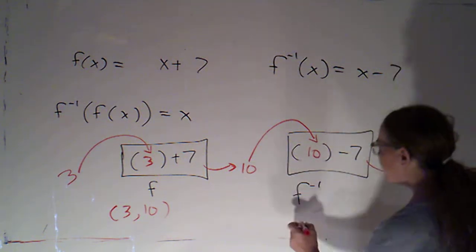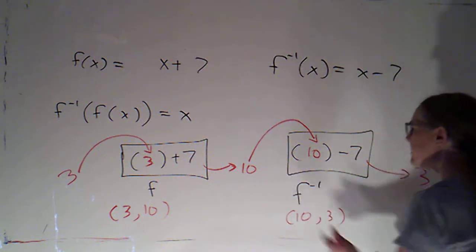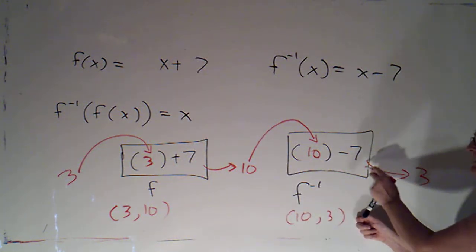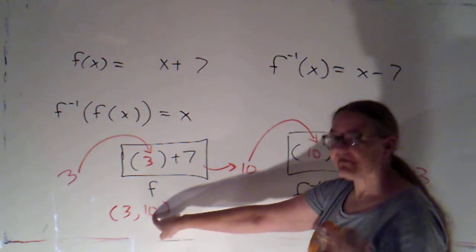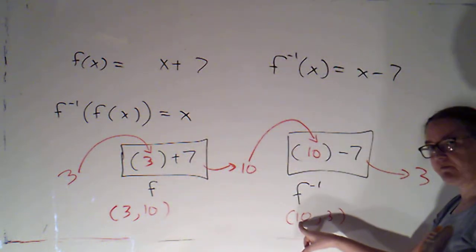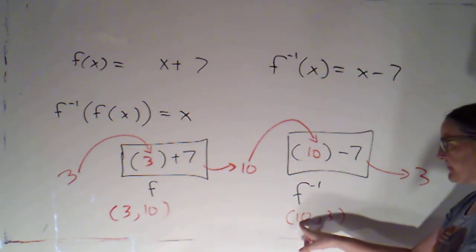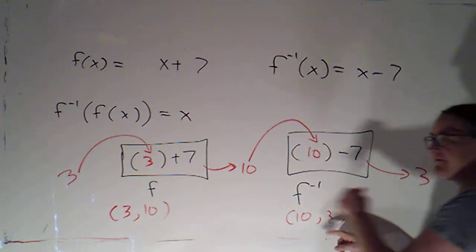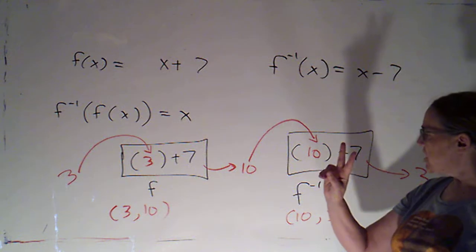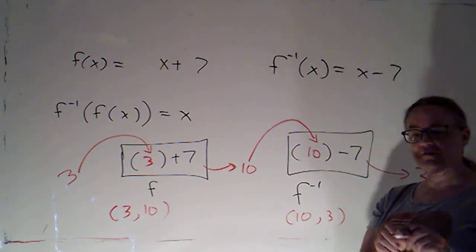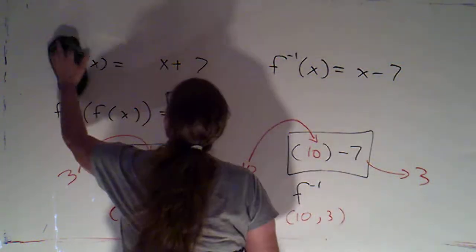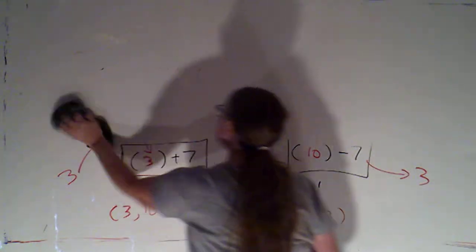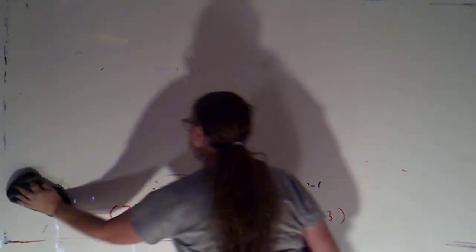But notice, what that tells us also is that the point 10, 3 is on the graph of f inverse. The output from f became the input to f inverse, but then the output from f inverse was the original input. So you can see what we've really done is we've just switched the roles of input and output. And that will in fact always be the case. And that's another way that I can think of inverse functions.